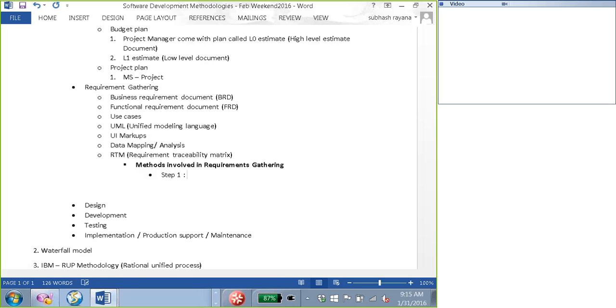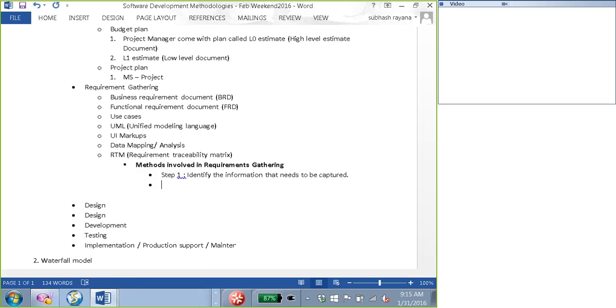Step one. First of all, if you have to gather requirements, the very first basic thing is to identify the information that needs to be captured. Right? At least at a high level, you need to know what information is required, or what requirements you are getting. You have to have a very clear idea what information is required for you, if you have to document the requirement.